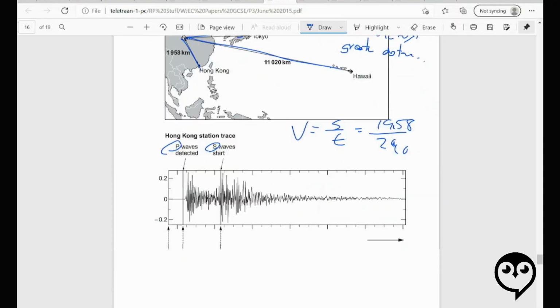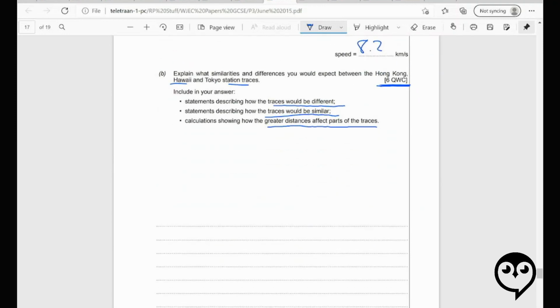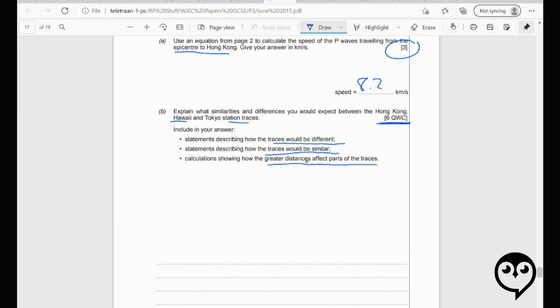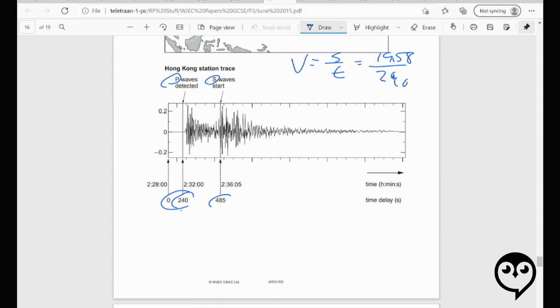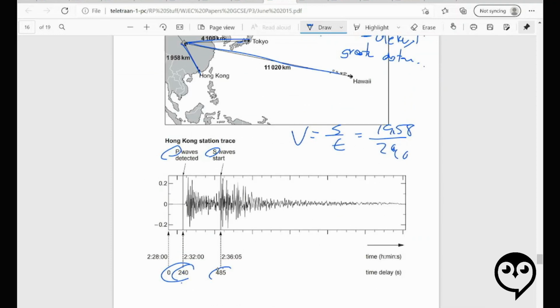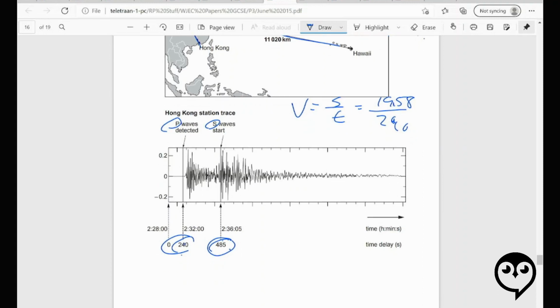Okay, scroll back up, showing how the greater distances affect parts of the traces. Okay, well, maybe that's okay. So this is for Hong Kong here, and if we wanted to calculate the speed of the S wave, we could. Here's what you might do. You've got the speed of the P wave. You could use this information here, this distance, divide by a larger time, and you'll get the speed of the secondary wave. It's obviously going to be slower than the speed of the primary wave.